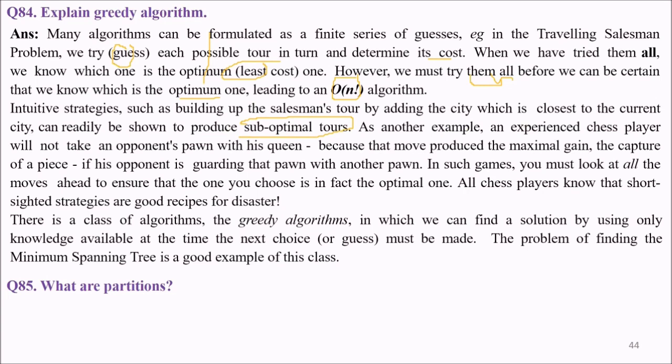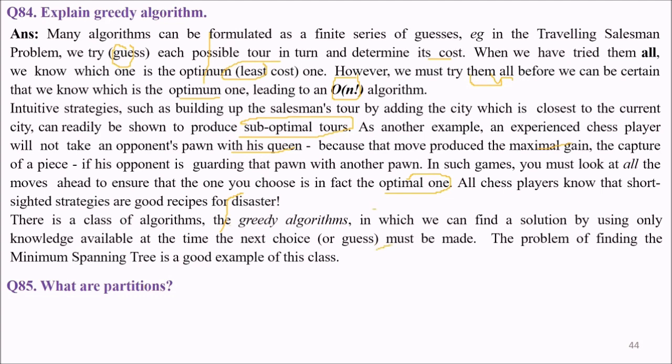As another example, an experienced chess player will not take an opponent's pawn with his queen, because that move would produce the maximal gain, the capture of a piece, but only if the opponent is not guarding that pawn with another pawn. In such games, you must look at all the moves ahead to ensure the one you choose is in fact the optimal one. All chess players know that short-sighted strategies are good recipes for disaster.